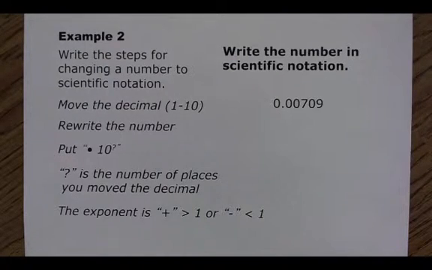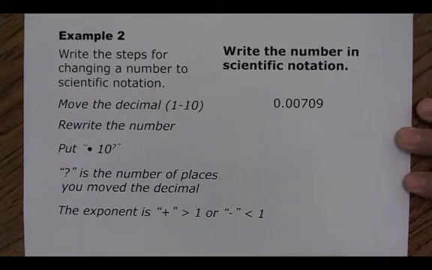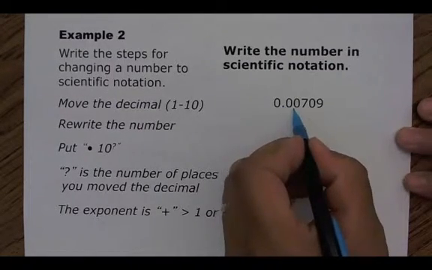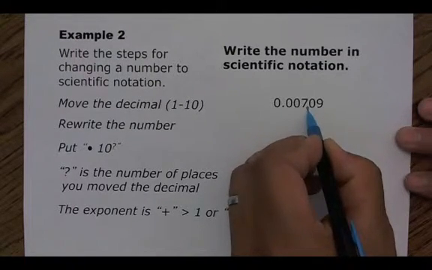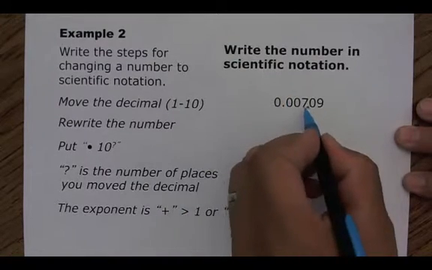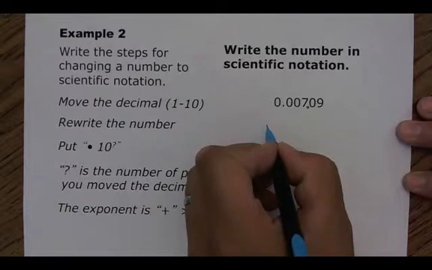Example 2 for scientific notation. What we're going to do this time is write the number in scientific notation. The first step we have to do is move the decimal until the number is between 1 and 10. In this case, the decimal is right here, and we're going to move it so that this new number is between 1 and 10. And in order to do that, I'm going to move it right there. That will make the number 7.09, which is between 1 and 10.